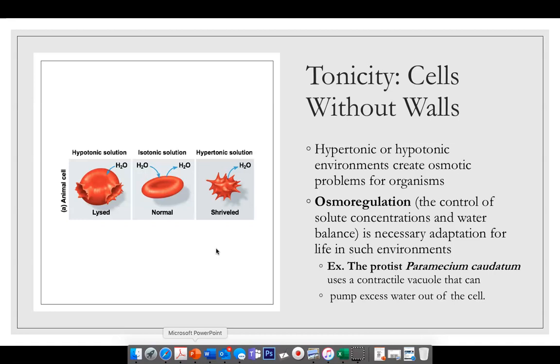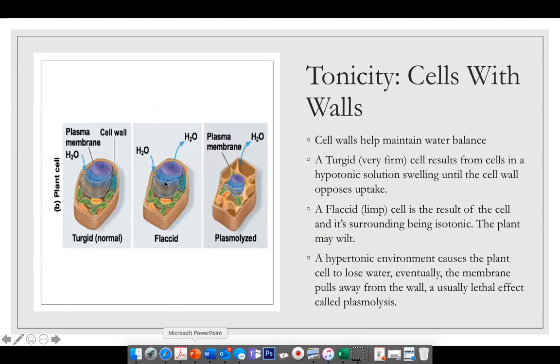And that prevents the cell from lysing, because for cells without cell walls, in a hypotonic environment, if water continues to pour into the cell, it can cause the cell to lyse or burst. In a hypertonic environment, it is going to pull water from the cell, which will cause the cell to shrivel. In both of these situations, the cell dies. The ideal solution for a cell without cell walls is an isotonic solution.